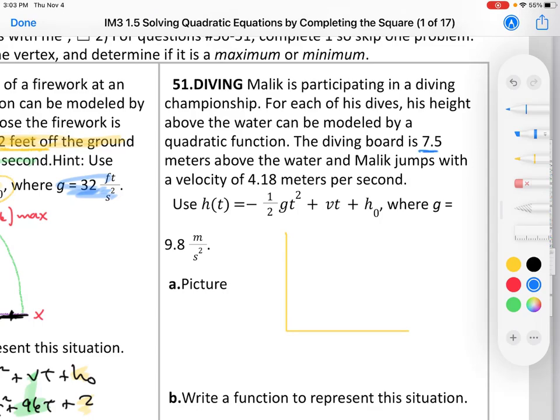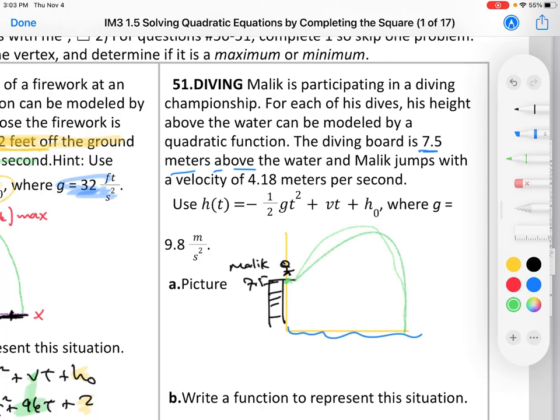Okay, so 7.5 above, so if this is the water, this is my diving board. There's Malik. Okay, that's at 7.5. Well, sideways parabola. I think mine's better, huh? Okay.